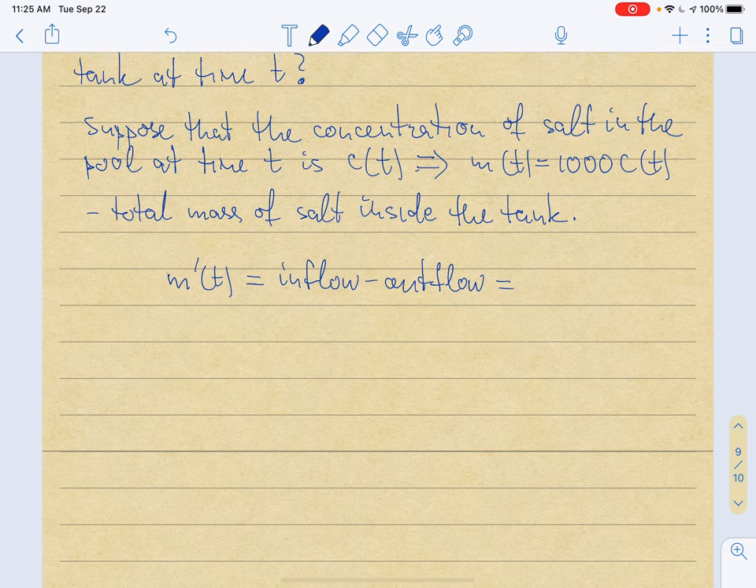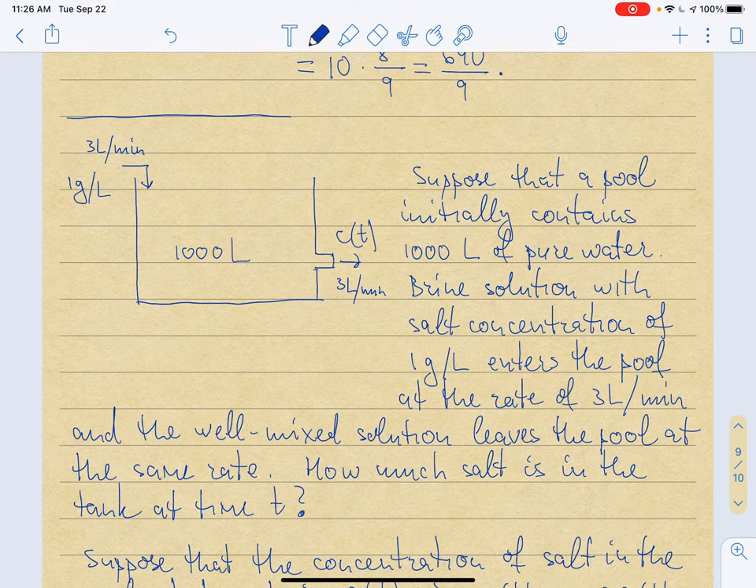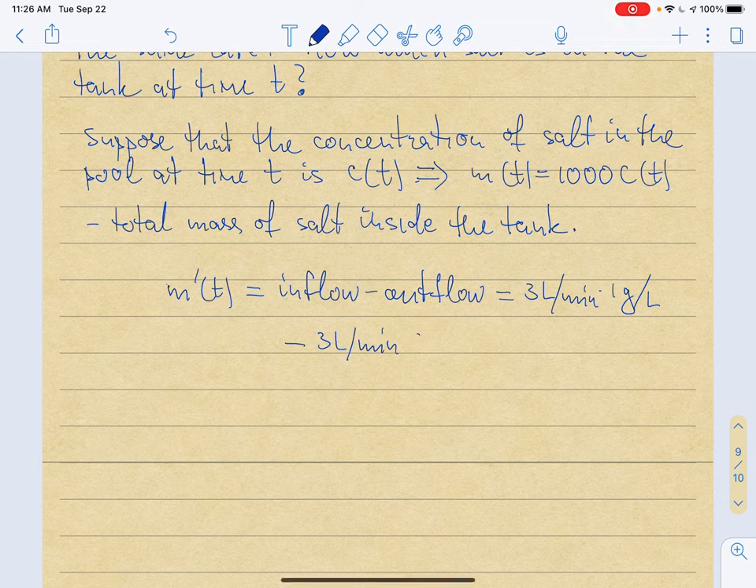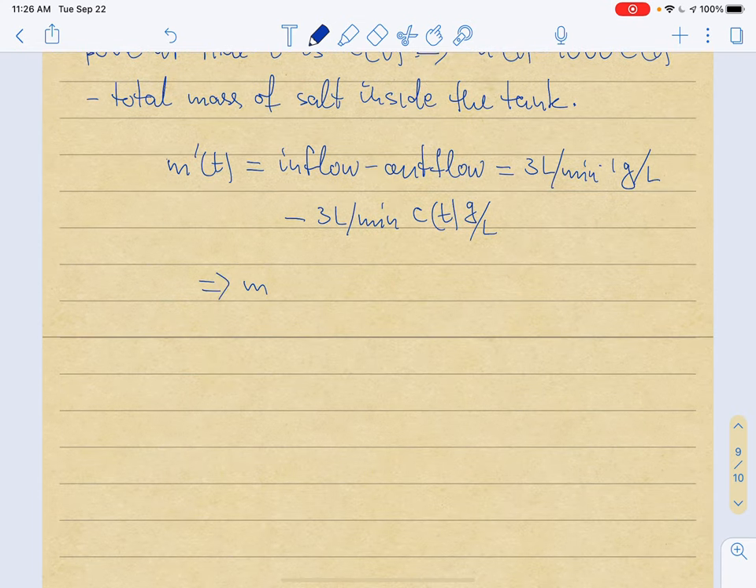What is the inflow of salt? 3 liters come in per minute, and each liter contains 1 gram of salt. So this would be 3 liters per minute times 1 gram per liter, so that would be 3 grams per minute. What's the outflow? Minus 3 liters again leave per minute, and each liter contains C of t grams per liter. And so we end up with the following equation: M prime is equal to 3, that's the inflow, minus 3 C of t, and that is the outflow.